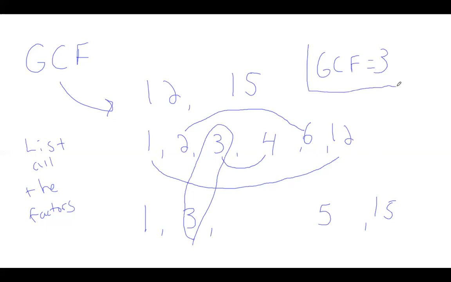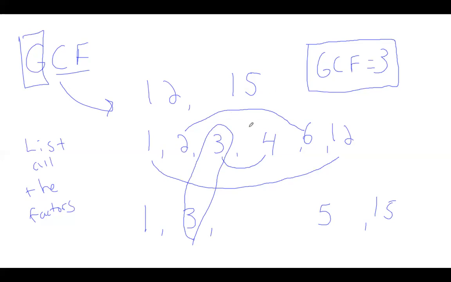You always choose the highest, right? We always choose the highest, right? They also have 1 in common. But we don't want to know all the common factors. We want to know the greatest common factor. What's the greatest of all the ones they have in common? 3. Okay?